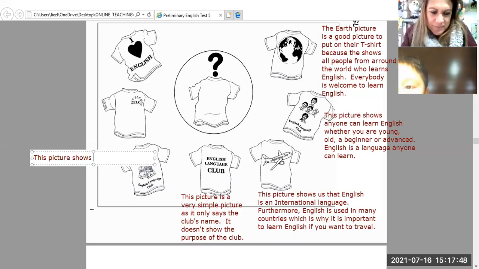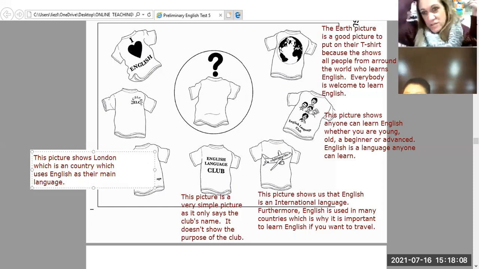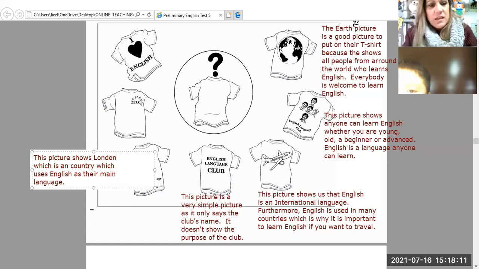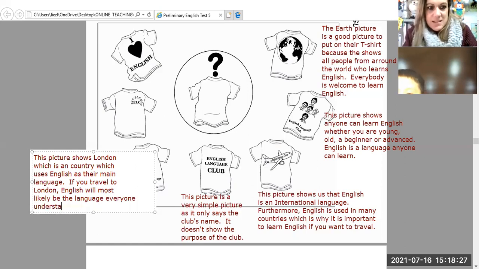English Language Club. This picture shows London, which is an country which uses English as their main language. Okay, it uses as a main language. If you travel to London, English will most likely be the language everyone understands.